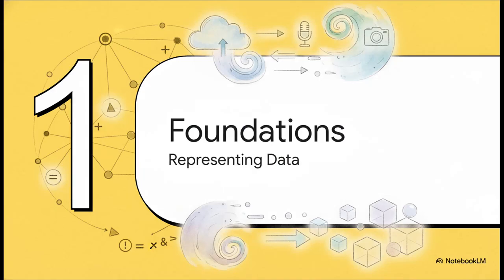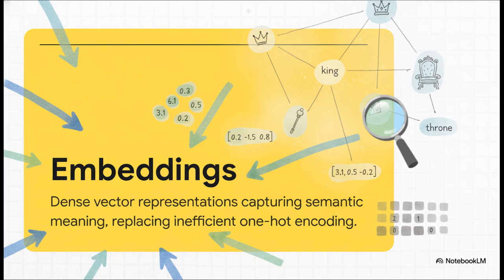Okay, first up, foundations. Before an AI can write a sonnet or paint a picture, it has to learn the language of our world. And for a machine, that language is all about numbers. This first part is all about that translation, how we take messy human ideas and turn them into a format that a model can actually work with. And the absolute key to that translation is a concept called embeddings.